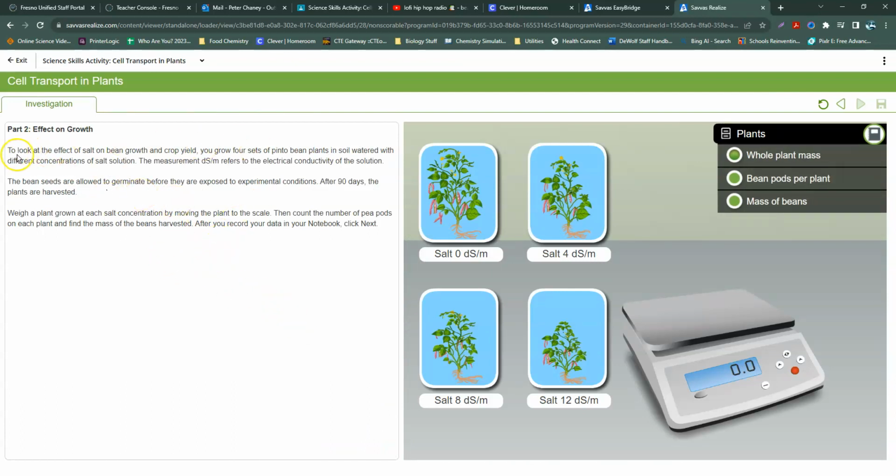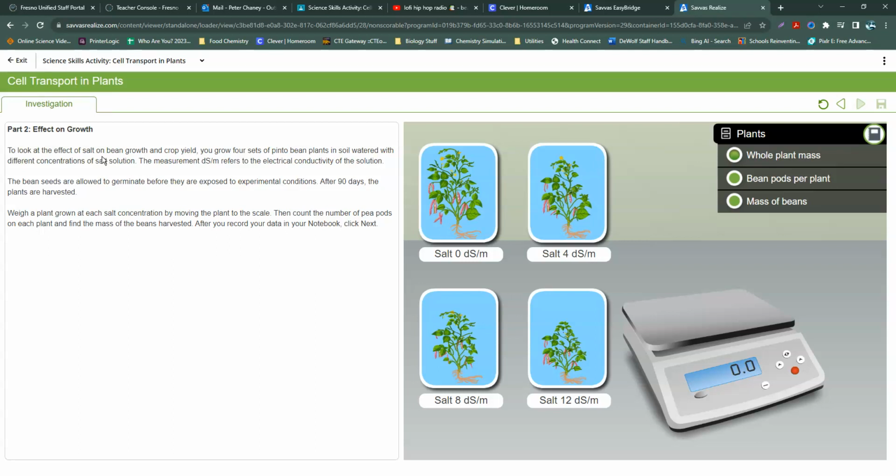So to look at the effect of salt on bean growth and crop yield, you grow 4 sets of pinto bean plants in soil watered with different concentrations of salt solution. The measurement, dS/m, refers to the electrical conductivity of the solution. So the bean seeds are allowed to germinate before they are exposed to experimental conditions. After 90 days, the plants are harvested.